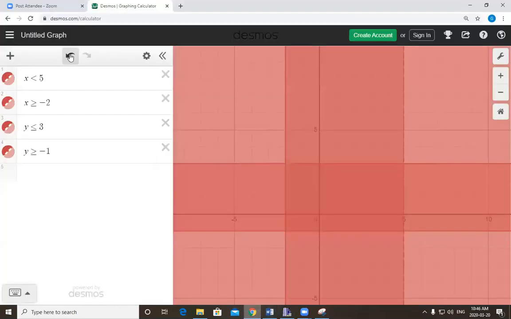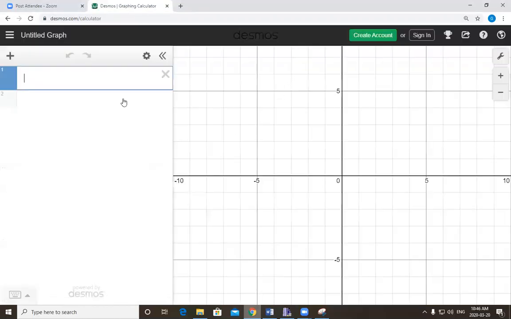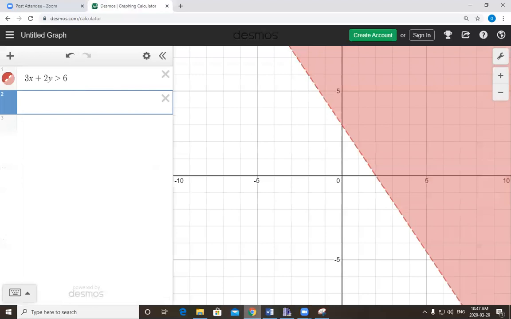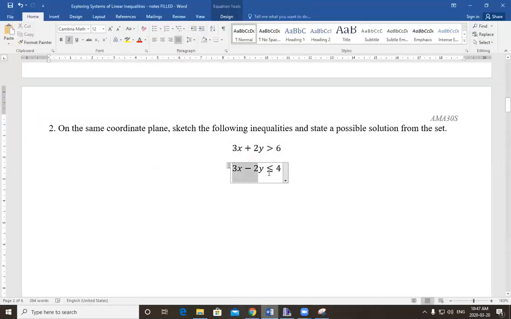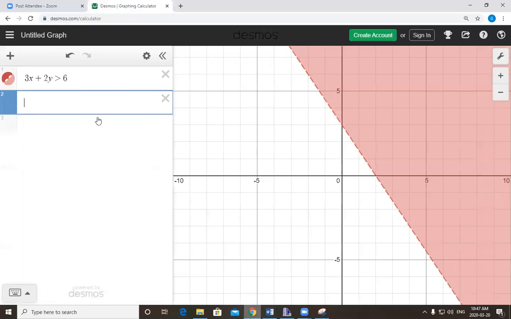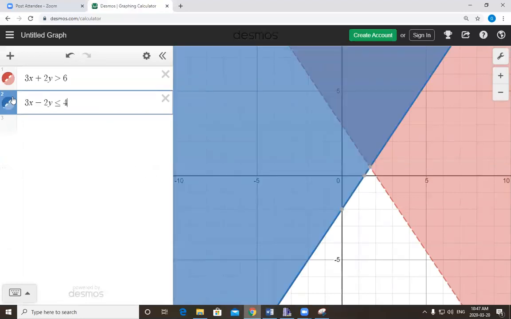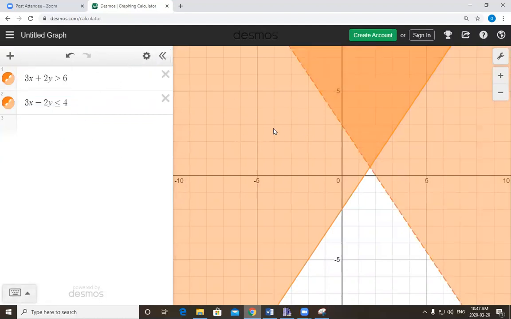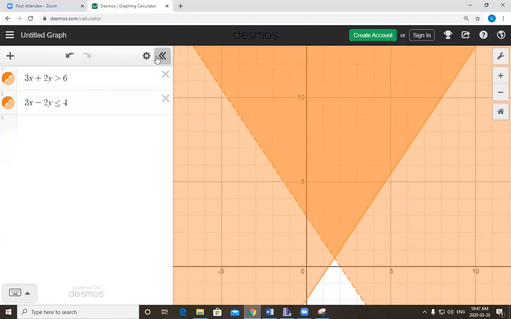So we'll go back to Desmos. We will clear what we've done and start from scratch. So to save time, I'm just going to copy paste over, but you could type them in, but I will just copy paste. So there's our first inequality, and there is our second inequality. And again, we want to make them the same color. So we'll go to the gear wheel, click on, I'll make them red again. Let's make them orange just for fun. So I'll make them orange, done. And now you can see where the solution set is.